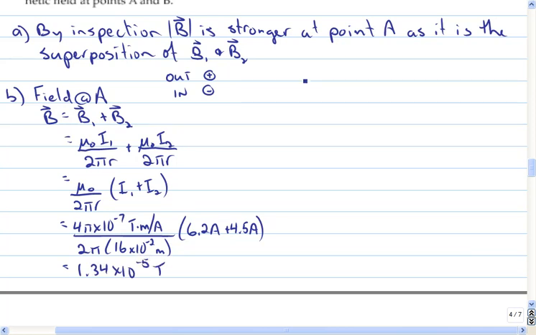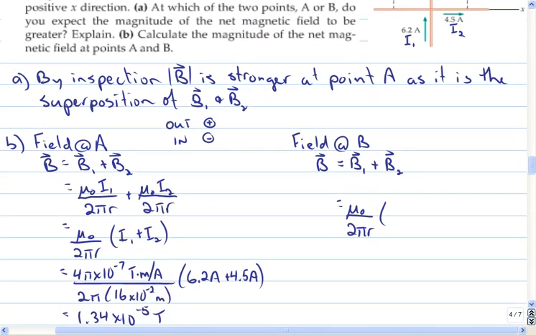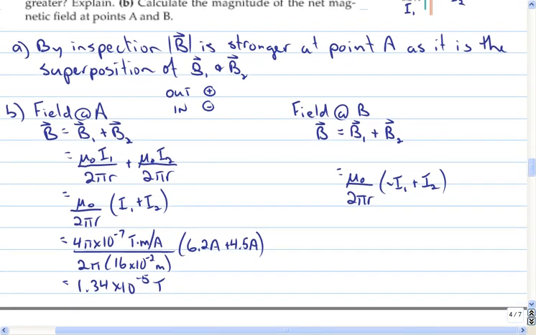Okay, now let's look at the field at B. Again, we'll use the same argument. The resultant field is the field due to current 1 and the field due to I2. I'm going to shortcut this because we're going to get the same thing, mu naught over 2 pi R times I1 plus I2. But the thing is, for I1, the field is going to be into the page. We said that's negative, so we'll use negative I1 plus I2. This will give us a negative value for one of the fields and a positive value for the other, because one's into the page and one's out.